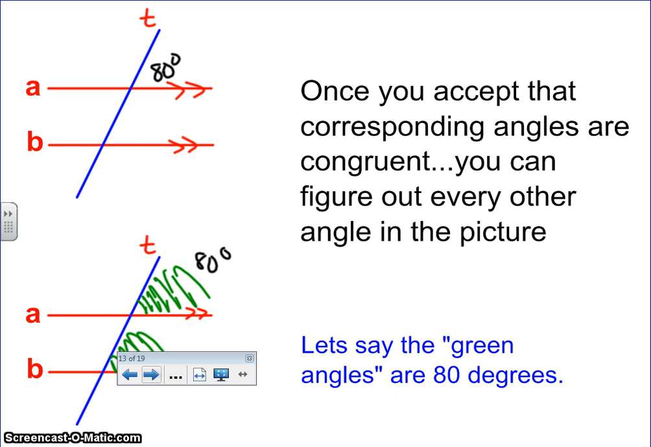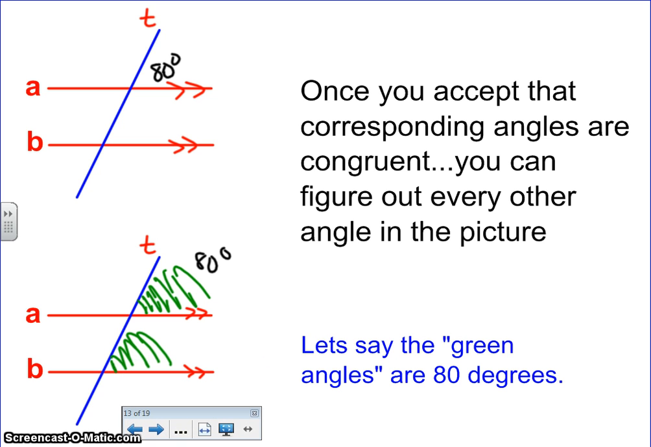All right, once you accept that corresponding angles are congruent, you can figure out every other angle in a picture. If you have two parallel lines cut by a transversal, once you know just one of them. So let's work this one through. Let's say that I know that this angle is 80 degrees and that I've got two parallel lines cut by a transversal. Well, then I automatically know that this angle right here is equal to 80 degrees because they are corresponding angles. The green angles correspond, so they're both equal to 80 degrees.